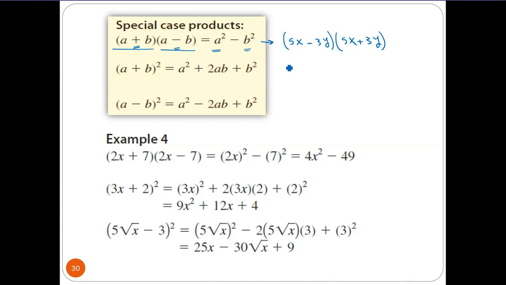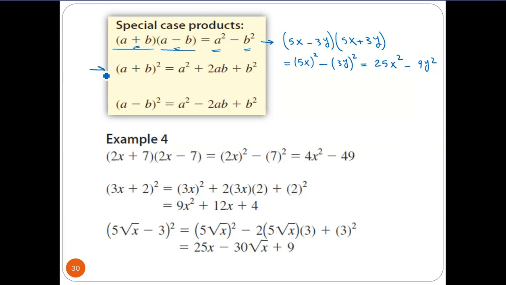So this result is equal to what? This equals the first square, always minus the second square, 3y squared, and the final solution equals 25x squared minus 9y squared. Okay.